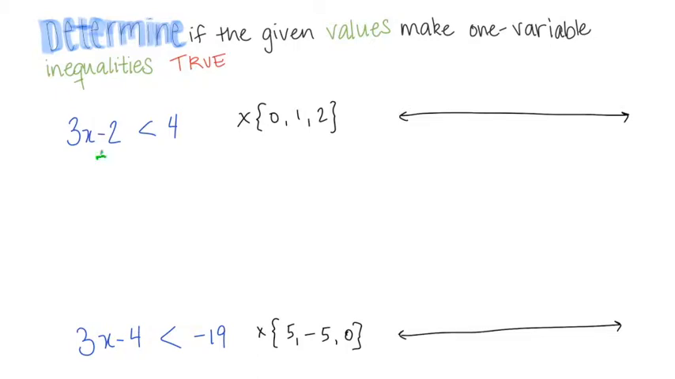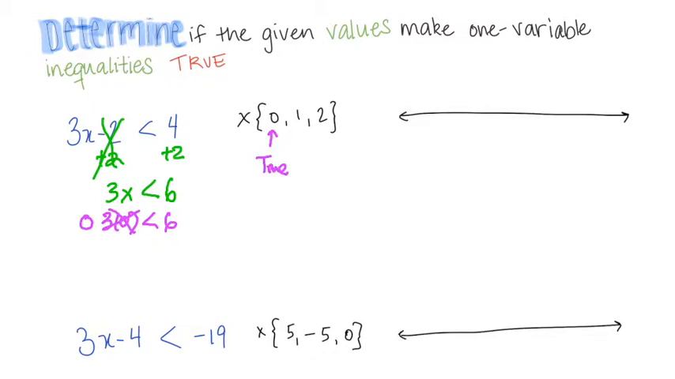But before we do that, let's move our numbers to the other side. I'm going to add 2 to each side. That way, I only have 3x is less than 6, and I can go ahead and start plugging in. If I plug in the 0, this is going to give me a 0, which is actually less than 6.